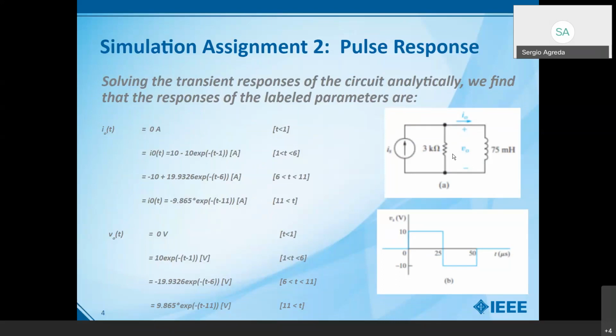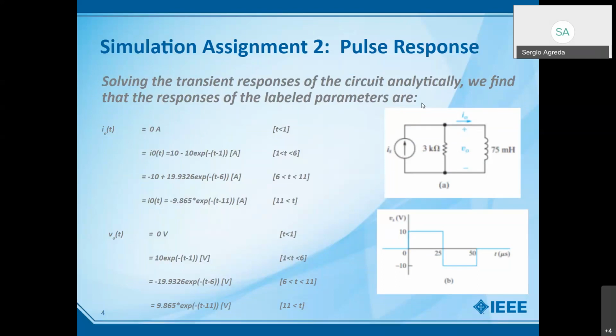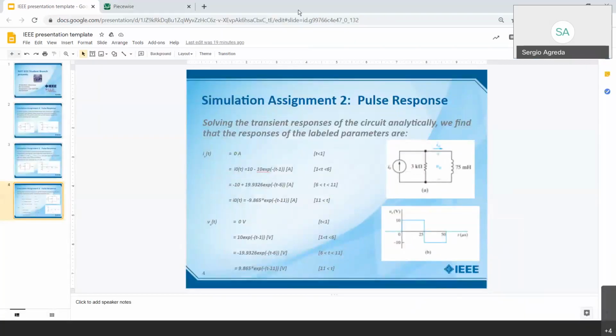So now that we know what our main parameters look like analytically, we can take the approach into Multisim.